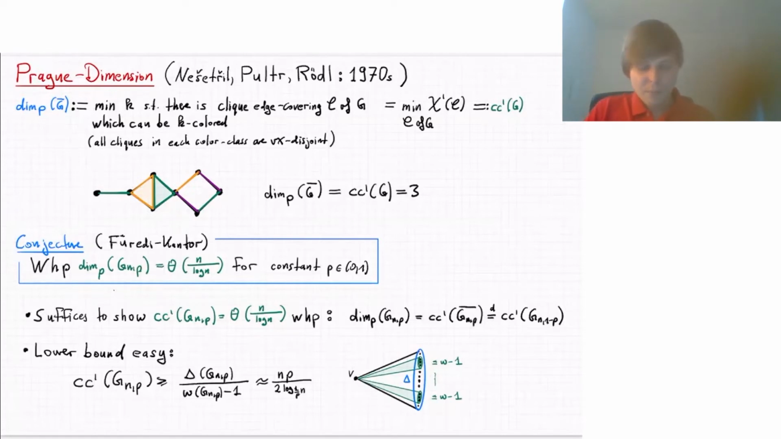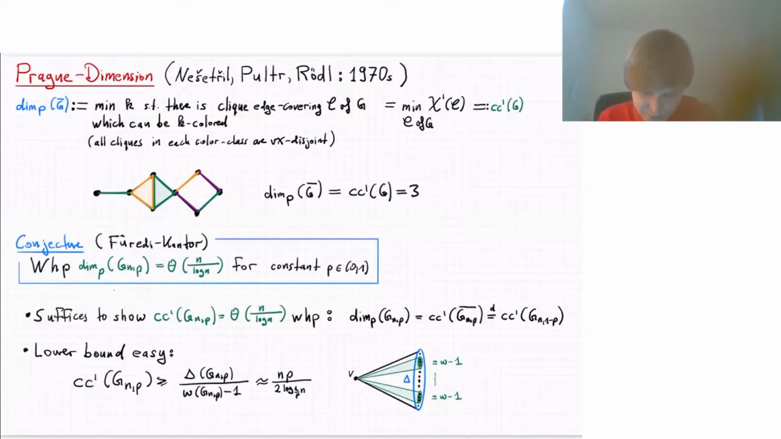Okay, so the idea is the following. Given some graph G, the Prague dimension of the complement of G is a little bit easier to define. So it's the minimum K so that there is a clique edge covering of the edges of your graph G, which can be K colored. Okay, so you want to find, among all clique edge coverings, the smallest K, so you can K color such a clique edge covering. And here by coloring, I mean that if two cliques share a vertex, then they should receive different colors.